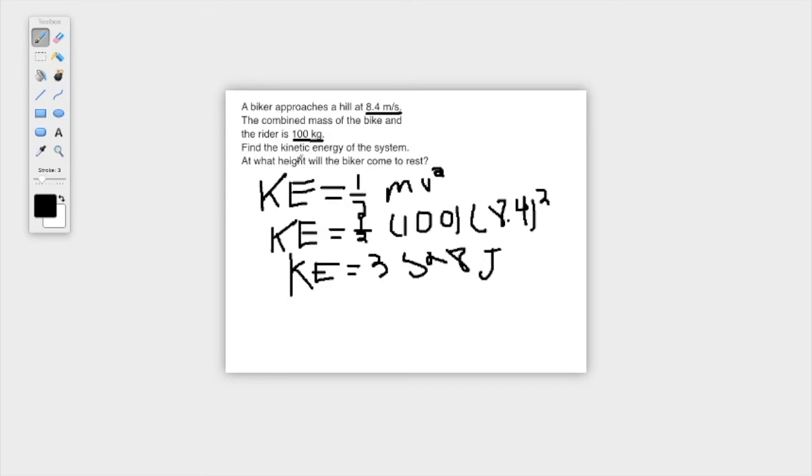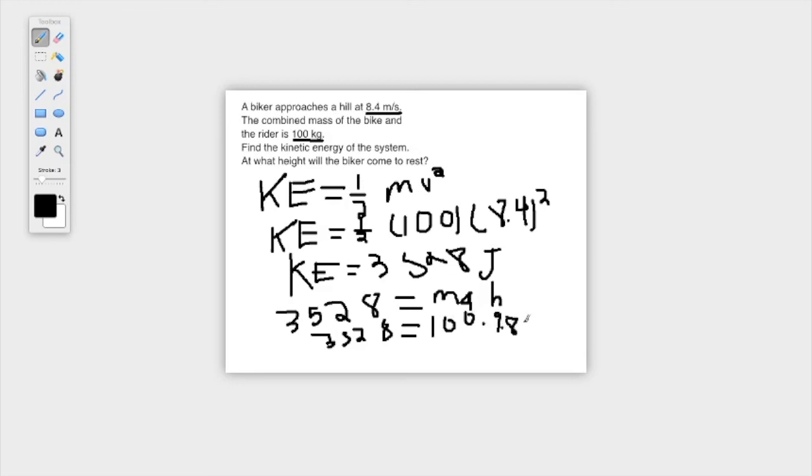Using this, we can find the height at which the biker comes to rest. That's when all the kinetic energy is transferred to gravitational potential energy. You'll be at the maximum height possible, but you won't be moving. At this point, the kinetic energy will equal the potential energy, which is mgh. So 3,528 equals 100 times 9.8 times h, which gives you an answer of 3.6 meters.